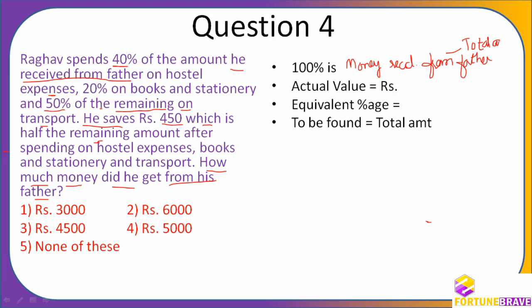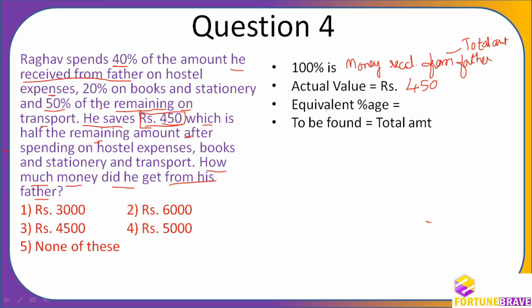This is the total amount. Actual value, what is given? 450 is given, my dear friend. Okay, what is given? 450 is the actual value. This is the only numerical value, the rupee value, that is given. So we have to find the equivalent percentage.